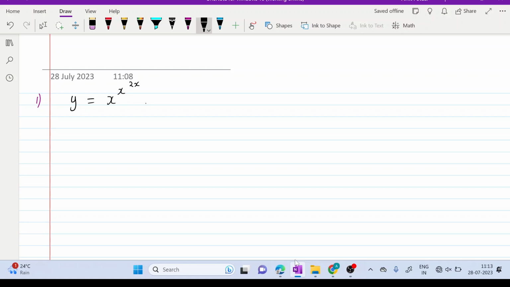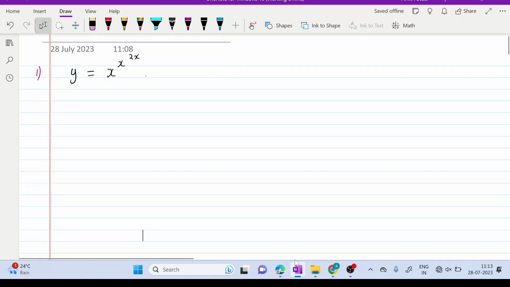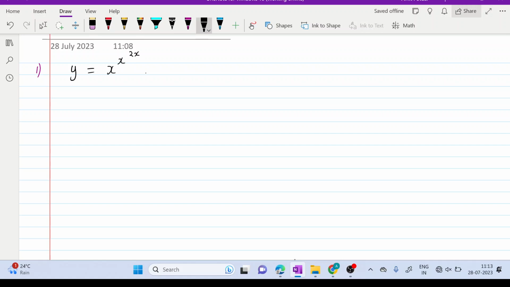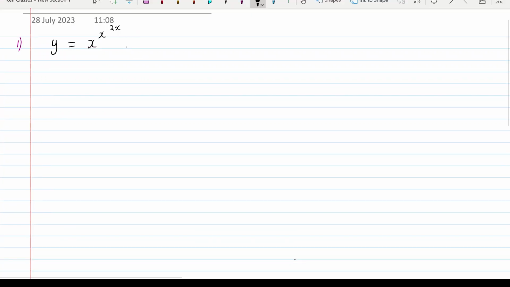Y is equal to x raised to 2x. So this is again x raised to a function, x raised to f of x. Correct? So whenever you have functions of this type, you are supposed to take logarithms. Okay? Whenever it is of this type.